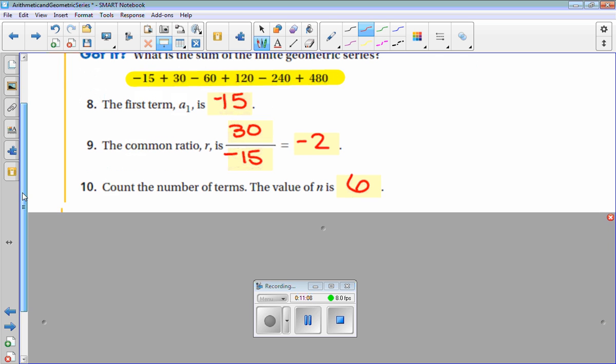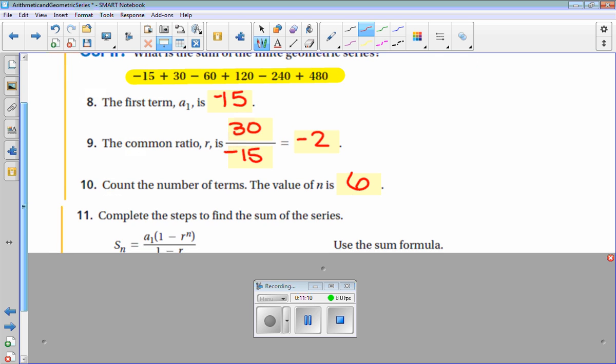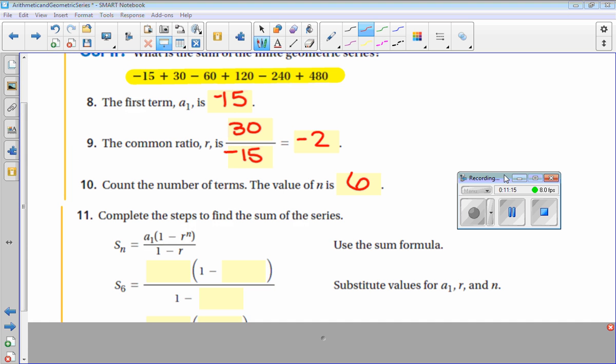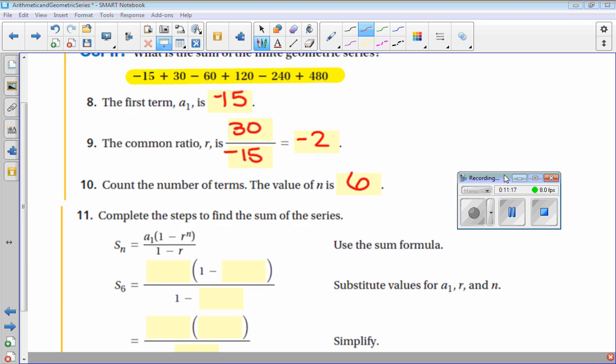So let's use the formula and let's come up with what it would be. We're going to use the sum formula and we're going to plug it in. A sub 1 was negative 15, times parentheses 1 minus r to the n. You better put that negative in parentheses, folks. That's really important. Divided by 1 minus r.